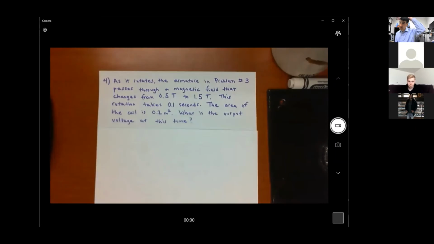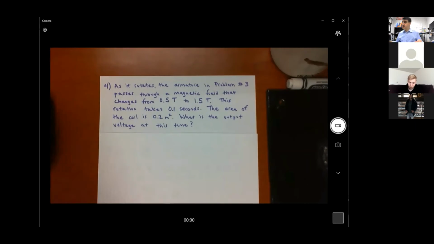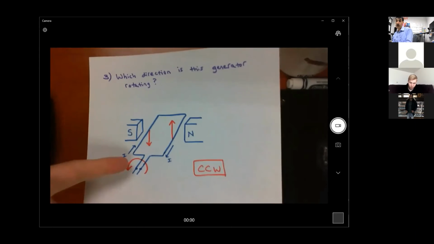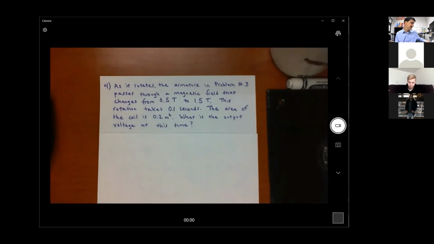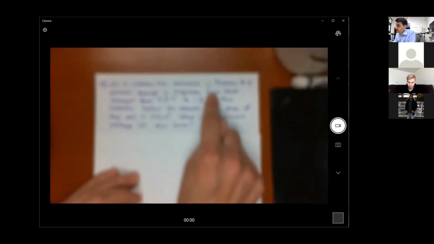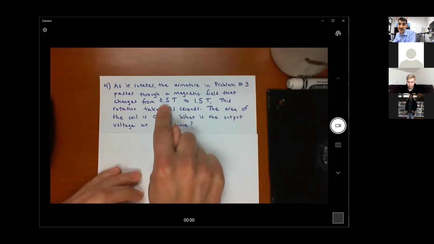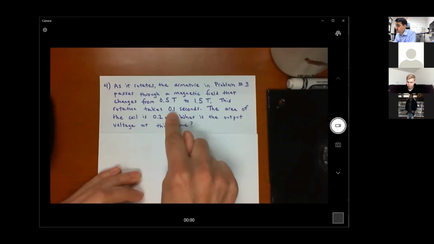And the last review or example problem, this one is probably similar to one you might find on the homework tonight. So we're saying we have this generator right here. It's a really simple generator, only one turn of wire, only one loop. So it's not very realistic, but it's simple for right now. That armature passes through a magnetic field that changes from 0.5 Tesla to 1.5 Tesla. That rotation takes 0.1 seconds.